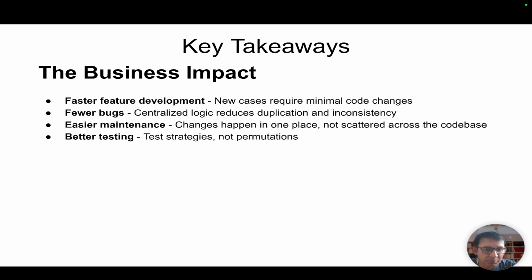The business impact of this approach is significant and measurable. You get faster feature development because new cases require minimal code changes, often just adding a new implementation rather than modifying the existing code. You get fewer bugs because centralized logic reduces duplication and inconsistency. Maintenance becomes easier because changes happen in one place, not scattered across the code base. And testing improves dramatically because you test strategies and implementations, not permutations and combinations.